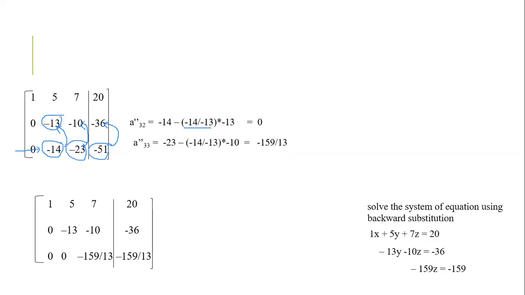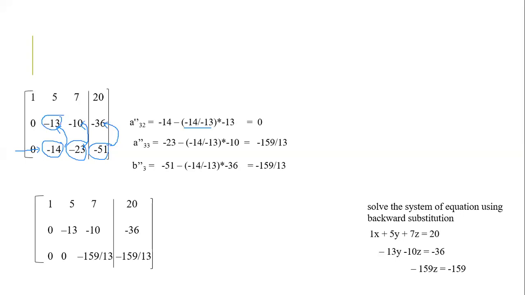So that is it. A33 will be negative 33 minus the multiplier, negative 14 over negative 13, times negative 10, which will give you negative 159 over 13. Then finally we have B. The new value for B will be negative 51 minus the multiplier times negative 36, and that should give us negative 159 over 13.